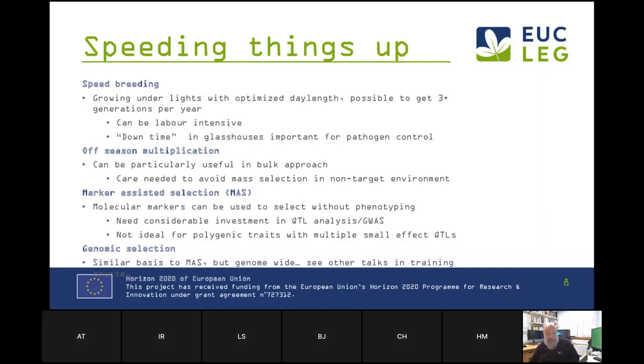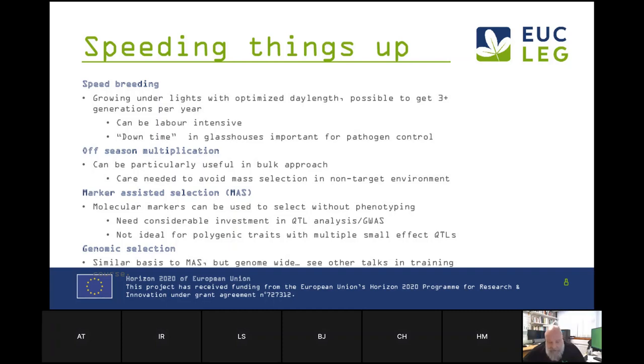We can use speed breeding. This is growing plants under controlled lighting, often with very long day lengths, to optimize the length of time between sowing a seed and actually harvesting seed from the plant that results. It's very good for getting to F2 stage in 1 year. It can be used with the bulk method to speed up the generation time.